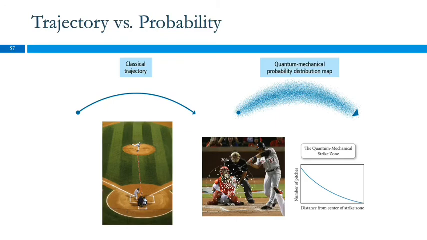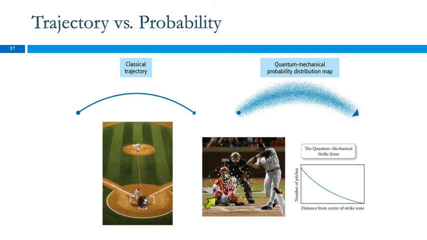Not sure why they did hitting baseballs and now all of a sudden they're pitching baseballs. I guess it's just different ends of the same thing. So here's classical trajectory, determinacy. The baseball pitcher throws the ball, and we can predict its path, and the batter can hit the ball.